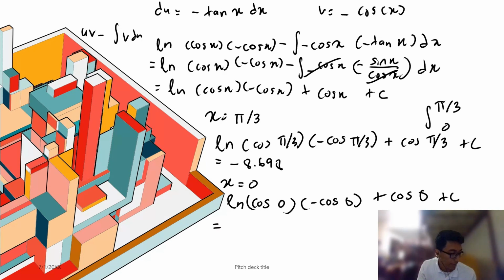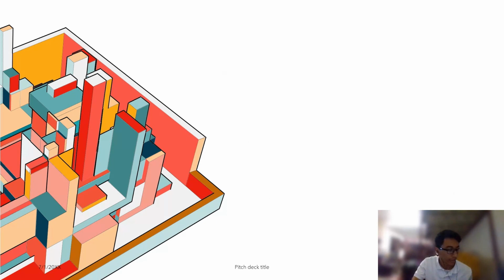So the answer is 1. Okay, next is the last step. From the answer that we got, x equal to pi, x equal to pi over 3 is, the answer is 8698. Then the other one that's equal to 0, the answer that we get is 1.